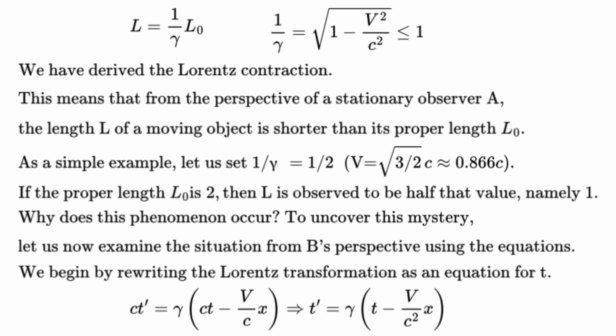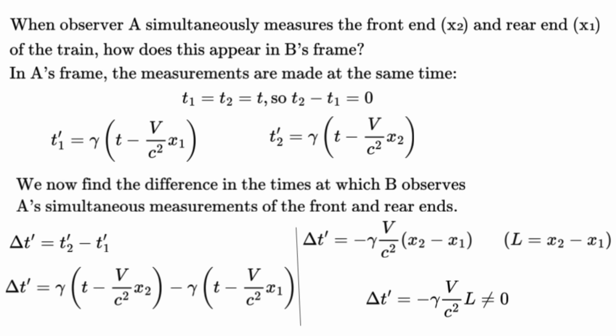To uncover this mystery, let us now examine the situation from B's perspective using the equations. We begin by rewriting the Lorentz transformation as an equation for t. When observer A simultaneously measures the front end x2 and rear end x1 of the train, how does this appear in B's frame? In A's frame, the measurements are made at the same time: t1 equals t2 equals t, so t2 minus t1 equals 0. We now find the difference in the times at which B observes A's simultaneous measurements of the front and rear ends.